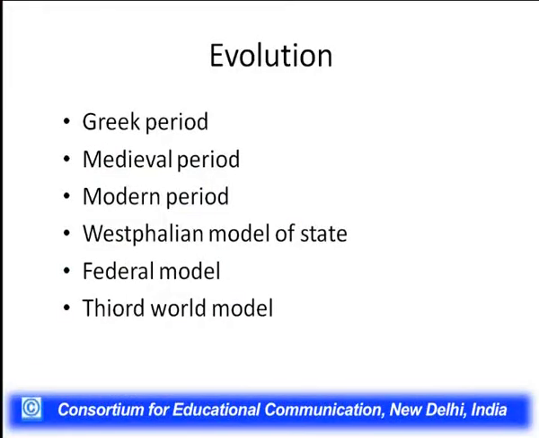Now, when we look at this evolution part, the first initial instances of discussion about the state are in the Greek period, in Greek political thought, which was very profound. But not only Greek; in the same period, in India, we also had a similarly profound discussion on the state. Particularly, Kautilya's Arthashastra is a great document, a great piece of writing to understand what a state is, how it functions, what its institutions and apparatuses are, and so on and so forth.